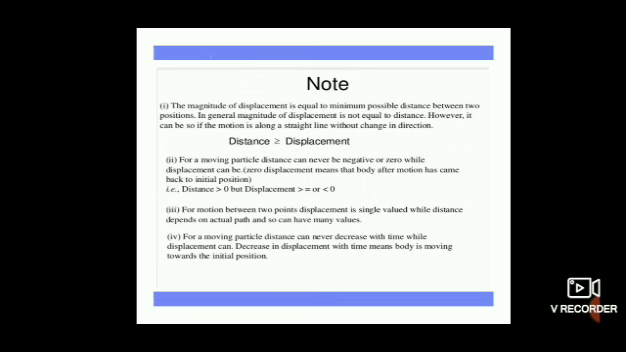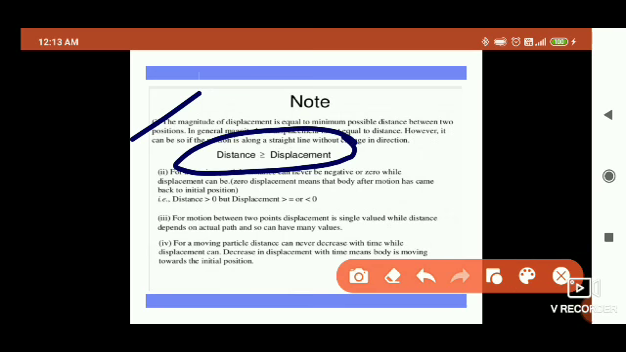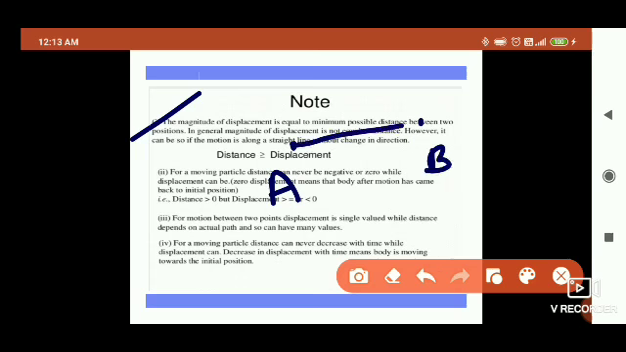Now, a very important thing to be noted down. First, distance is always greater than or equal to displacement. Why are we saying greater than or equal to? For example, consider two points here. If a point particle goes from A to B in a straight line, here the distance and the displacement are the same. But we have to always remember that distance is generally greater than displacement.